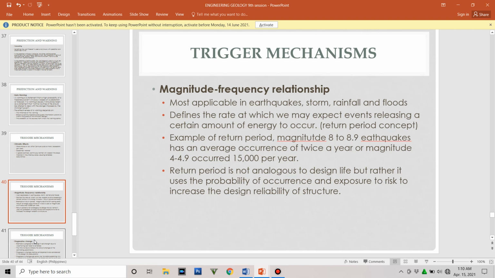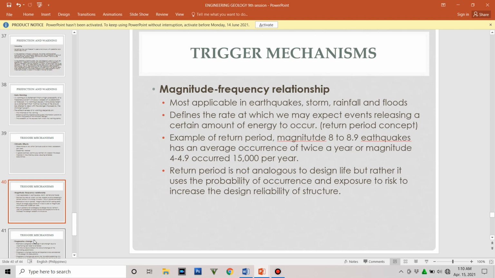So magnitude 8 to 8.9 earthquakes has an average occurrence of twice a year, or a magnitude 4 to 4.9 occurred 15,000 times per year. So those are magnitude frequency relationship. So yung mga malalakas, nag-occur lang yan twice a year. At yung mga mahinang earthquake, nag-occur yan napakaraming beses.